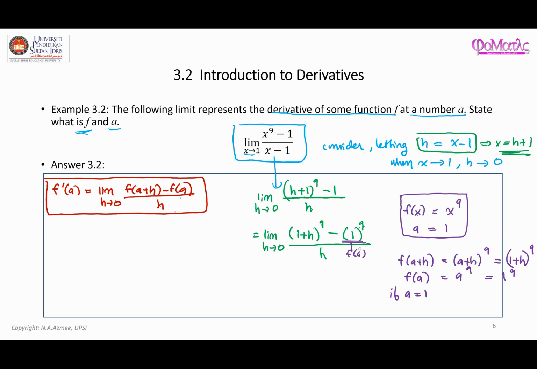So this is clearly f(a), and this is f(a plus h). We have the same outlook: f(a plus h) minus f(a), over h, with the limit as h approaches 0. Therefore this is the answer to this question: your function is x to the power of 9, and the value of a is equal to 1.